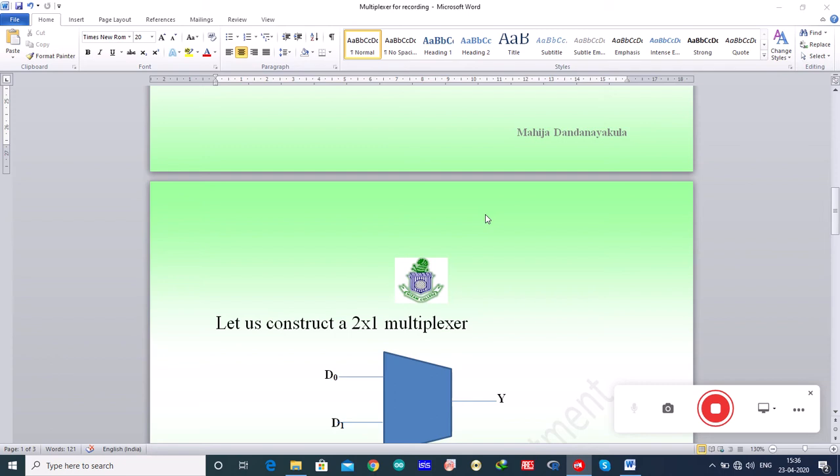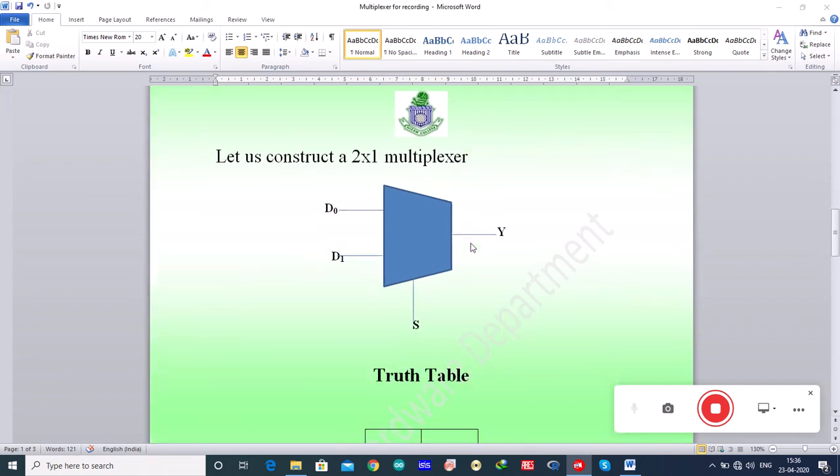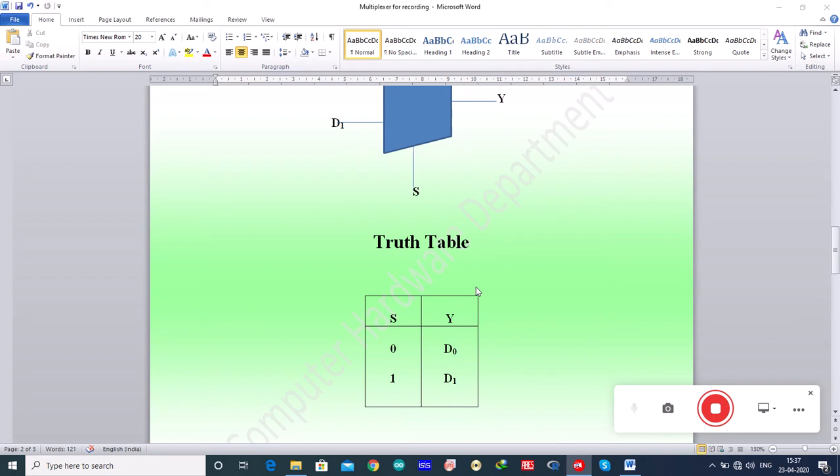Now let us construct a 2 by 1 multiplexer. Before constructing the multiplexer, let us design the truth table. Here is the block diagram of the 2 by 1 multiplexer. You have 2 input lines, 1 selector line and 1 output. This is the truth table. We need to note one point here, that generally while writing the truth table we consider inputs and outputs, but here in case of multiplexer we take the selection line as the input, that is, selector S is considered, because output here depends on the selection line but not on the inputs.